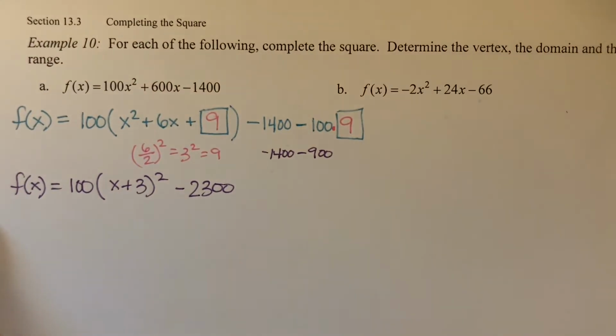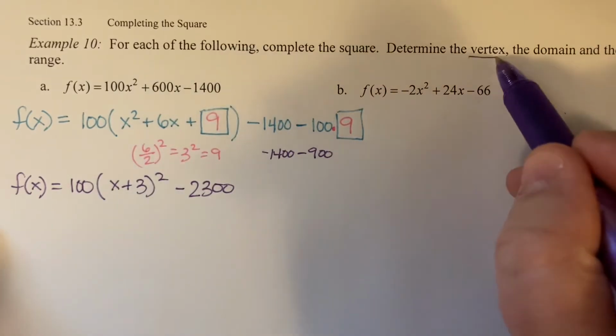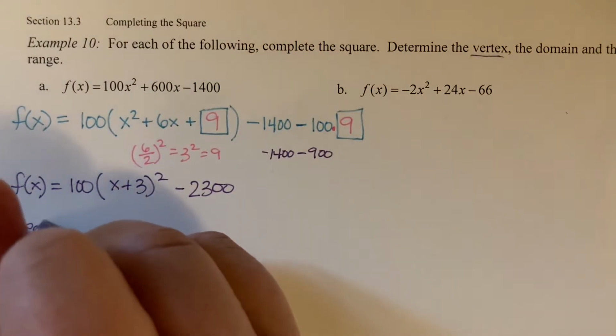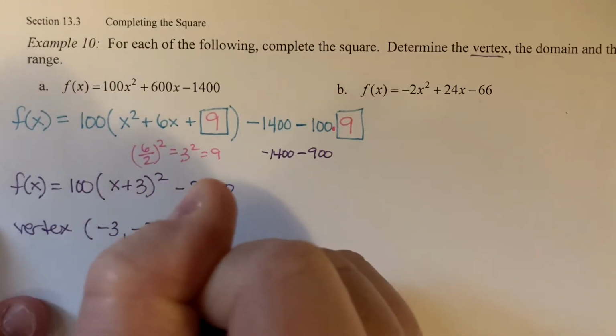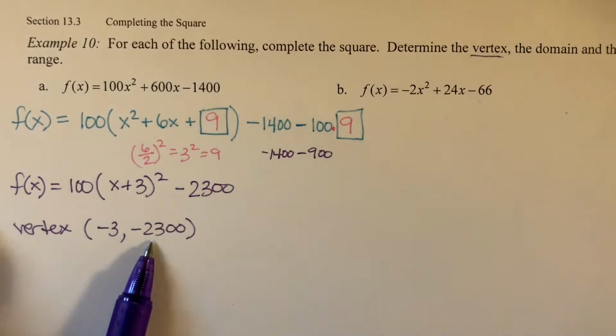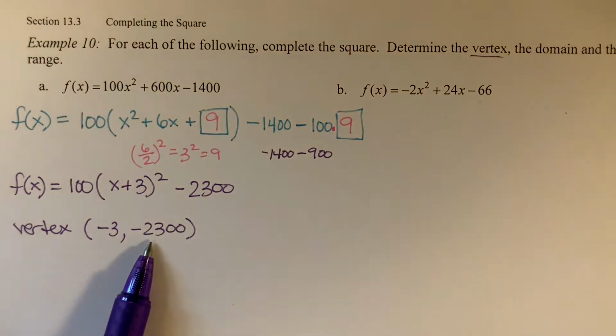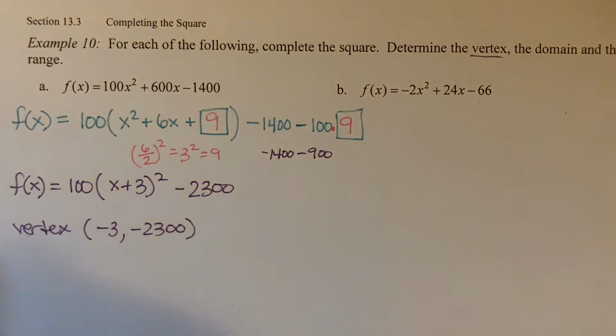All right, interesting. Let's look at the directions. It said find the vertex. So the vertex is the point negative 3 comma negative 2,300. The 100 out front is not part of the vertex. It determines how wide or narrow our parabola is. In this case, it's going to be a really narrow parabola.